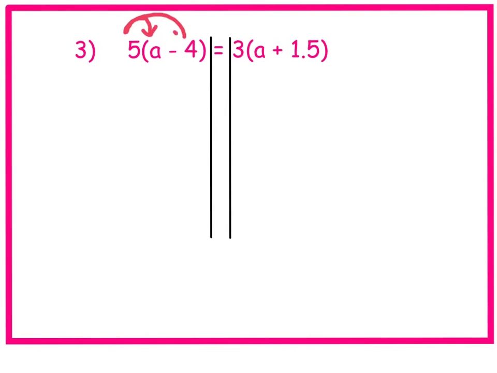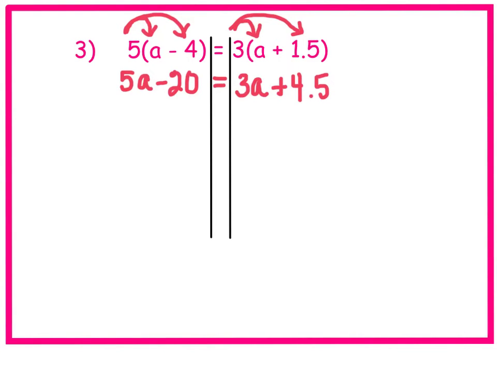Use the distributive property on both sides of the equation. So on the left side, when we multiply, we get 5a minus 20. And on the right side, we get 3a plus 4.5. Now what we need to do is take a look at where our terms with our variables are. And one of the hints from one of the previous lessons was that if you pick the smaller of the two, then you won't have to deal with as many negatives.